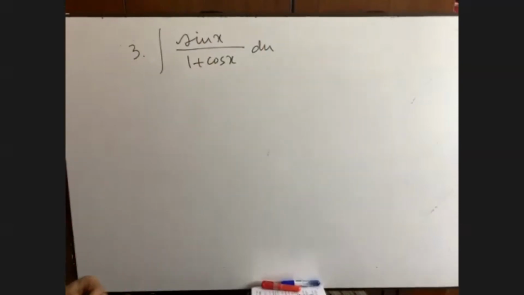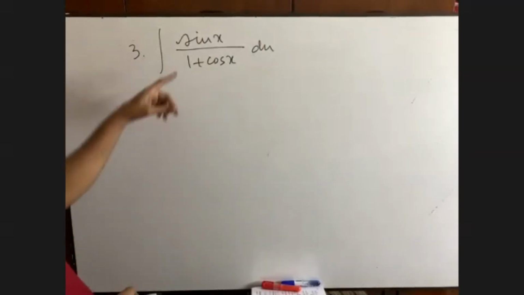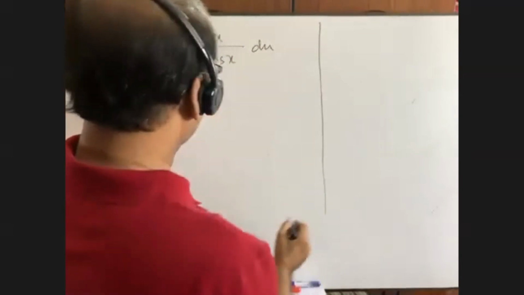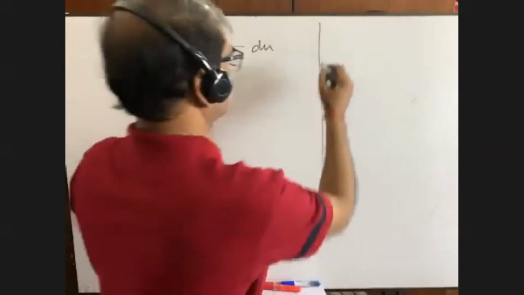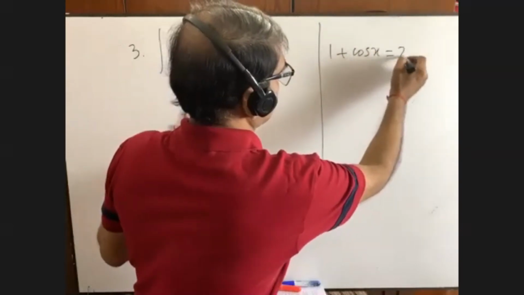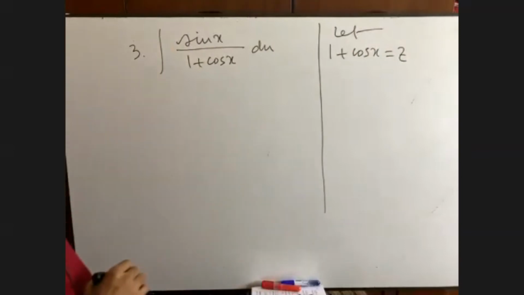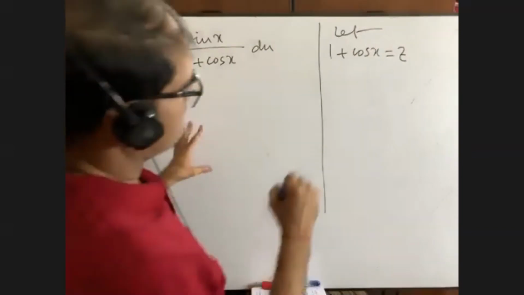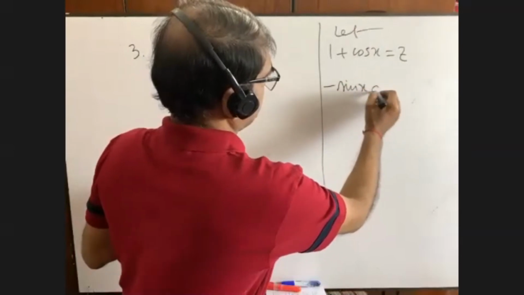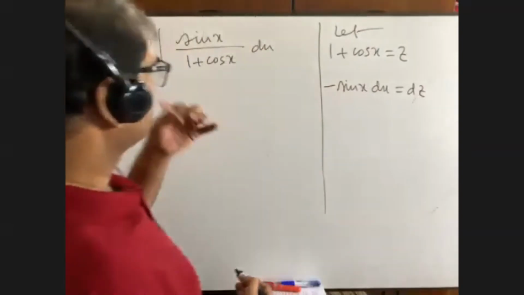Okay, that's good. You see, with cos x there is 1. So we have to vanish this one at the same time. So what will you do? I will let the denominator as z. 1 plus cos x equals z. You can let it. Now you differentiate: minus sin x dx is equal to dz, right?